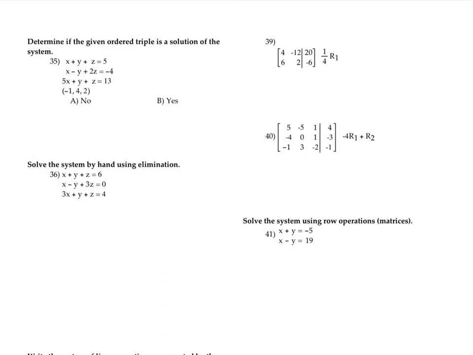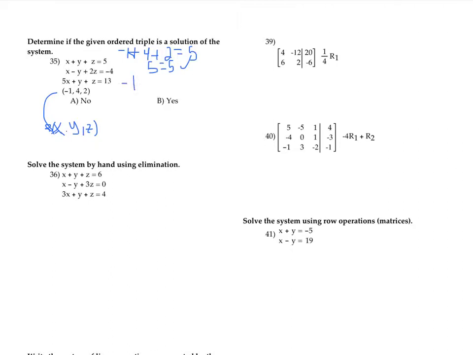Alright, on 35, this is this right here. Remember our points are x, comma, y, comma, z. So we plug these in. For the first equation, -1 plus 4 plus 2 equals 5. -1 plus 4 is 3. 3 plus 2 is 5. Okay, that one works. If all of them work, it's a yes. If any of them don't work, it's a no.